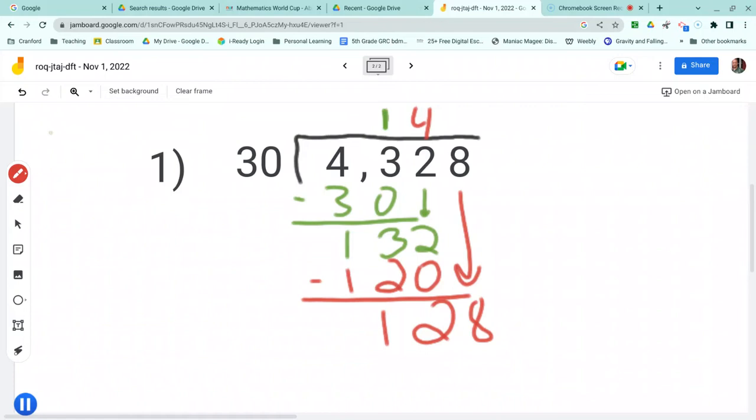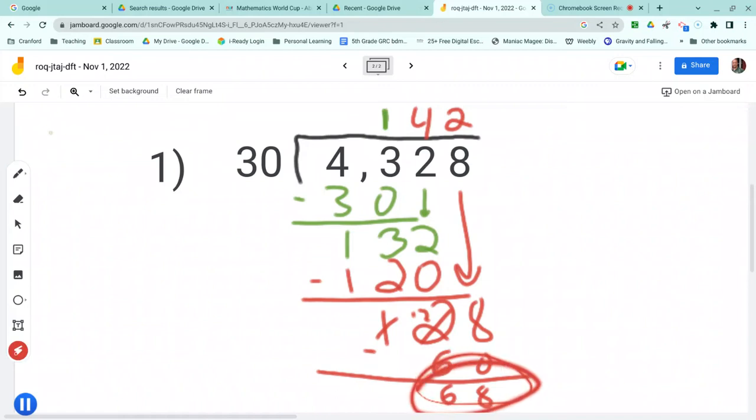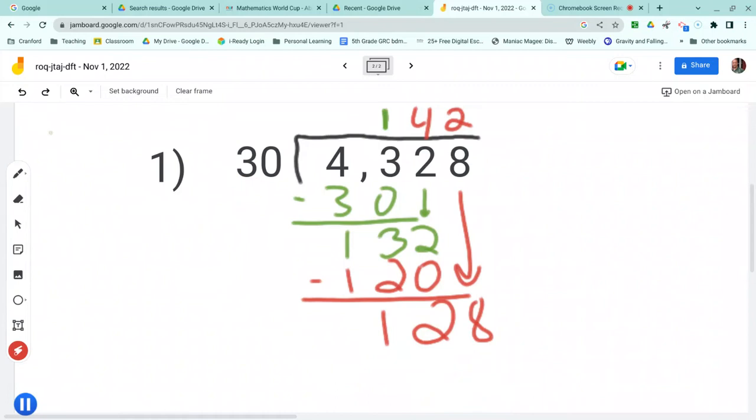Let me show you what happens if I do the wrong thing real fast. Let's say I put a 2 here and I make this into a 60. And I'll have a remainder here of 68. Now the problem is this 68 is bigger than that 30. And because of that, I know I did the wrong thing. So I have to go back. It's nice when you're on a computer, you can do this, by the way. And I have to say, all right, 2 was not enough.